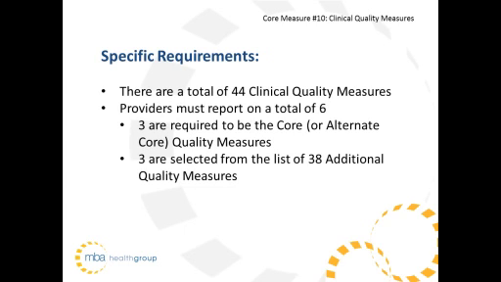So let's talk about the specific requirements. Meaningful use stage 1 clinical quality measure requirements. So there are a total of 44 clinical quality measures, of which a provider must report on 6. The 6 reported clinical quality measures are broken down into 3 core or alternate core quality measures, and then an additional 3 of the 38 other quality measures listed.